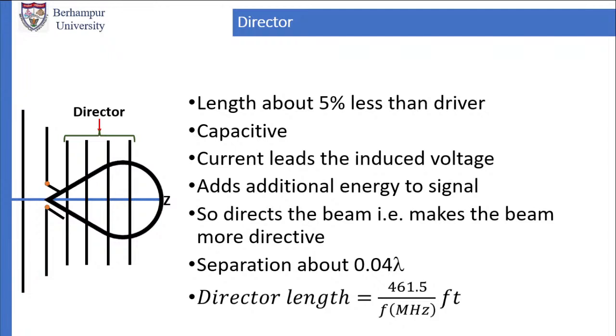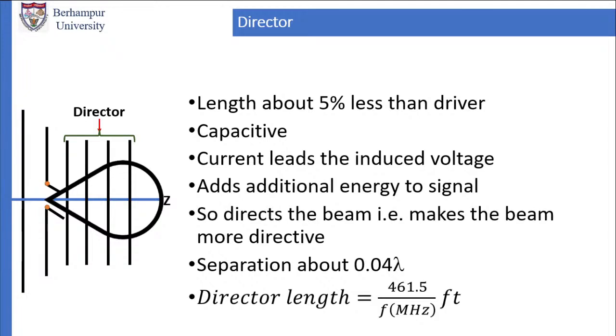The separation between the driven element and the director, or between each director, is about 0.04 lambda. Now remember another thing, the directors can be of the same length, or the director lengths will gradually decrease. So the largest length will be nearer to the driven element, and the smallest length will be the farthest element. There is no problem in either case. If they decrease, it will be slightly more directive, that much.